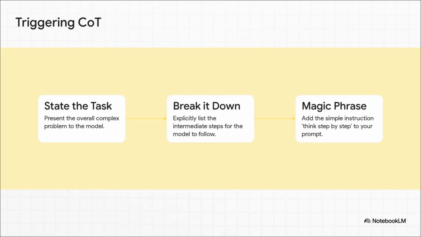So how do you actually make it happen? Well, you can spell out all the steps you want it to take, but, and this is the amazing part, a lot of the time all you have to do is add the magic phrase, think step by step. Just tacking that onto the end of your prompt can trigger the model to produce a much more reasoned, structured answer. It's a simple little hack, but it is incredibly powerful.